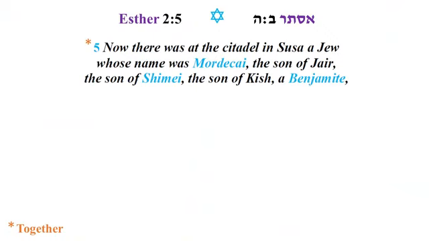Okay, well, look at Esther 2:5. When we're introduced to Mordecai, it says, and by the way, this is one that we all read together. So if you're watching along, let's read it together. Esther 2:5. Now there was at the citadel in Susa a Jew whose name was Mordecai, the son of Yair, the son of Shimei, the son of Kish, a Benjamite.